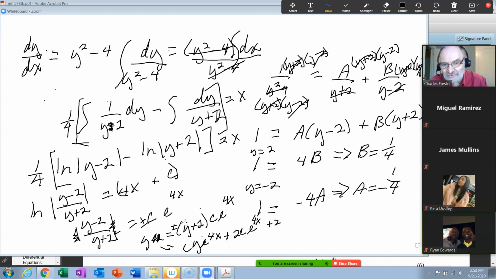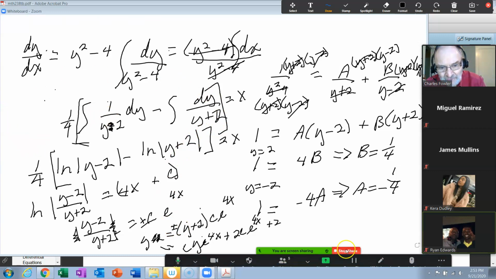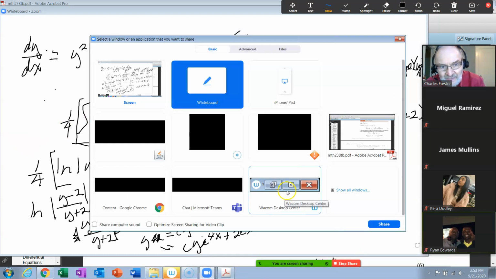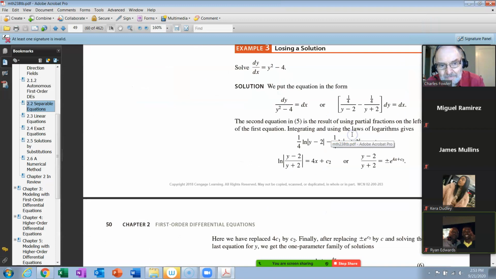They're not as interested in what the answer is as what form the answer has. So let's go back to the book, and there it is. Okay, so you see we started out the same way they did. They got this, and sure enough they did the integration, partial fraction integration, and got the same thing we did.